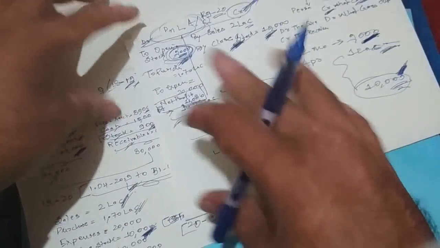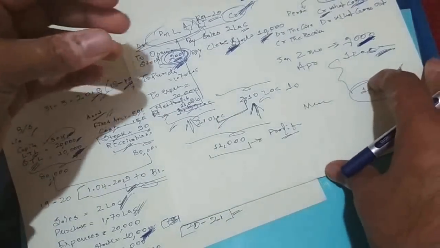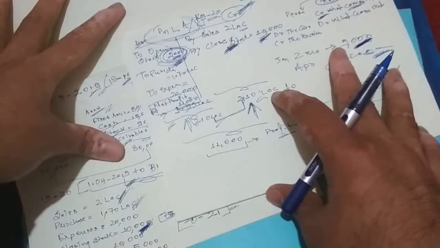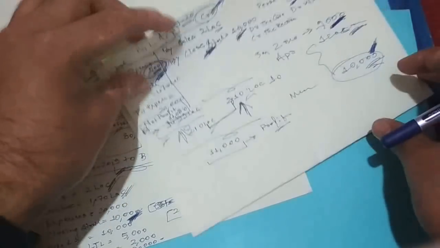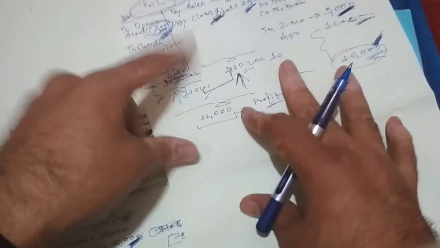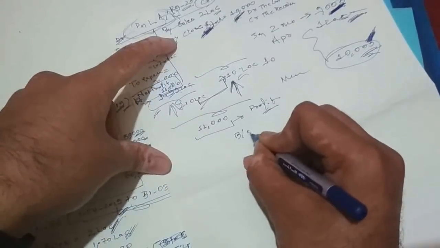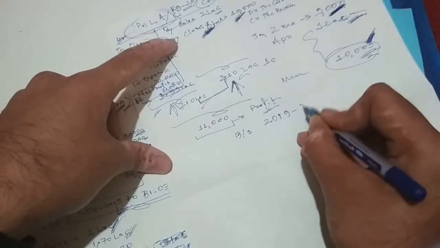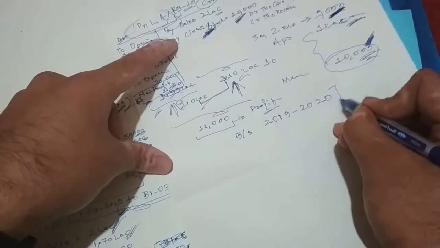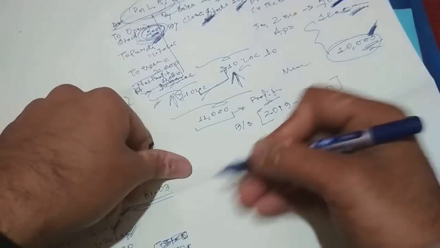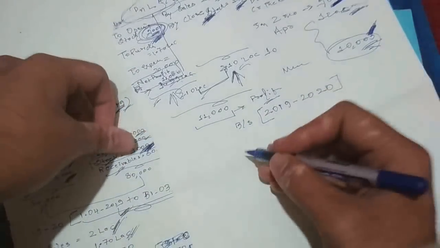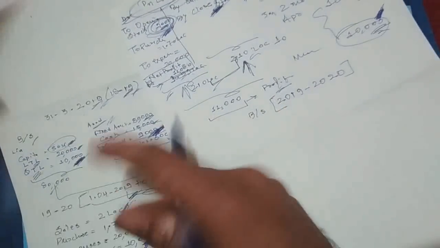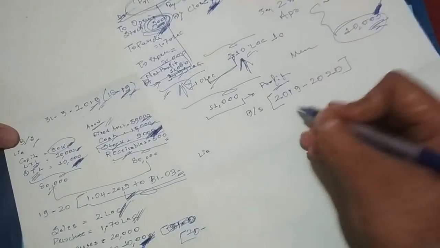Now we are done with the profit and loss accounts. Now we will make the balance sheet of the particular year, the balance sheet of 2019 to 2020. We will see how our balance sheet is affected. Here, balance sheet: liabilities, assets.